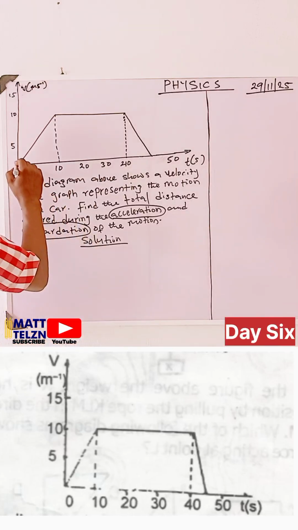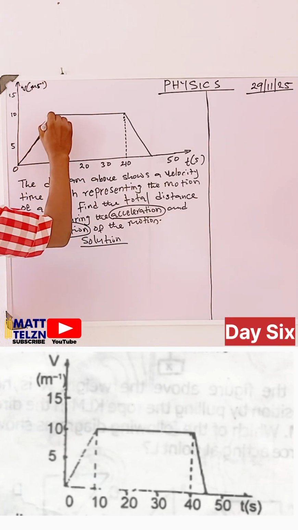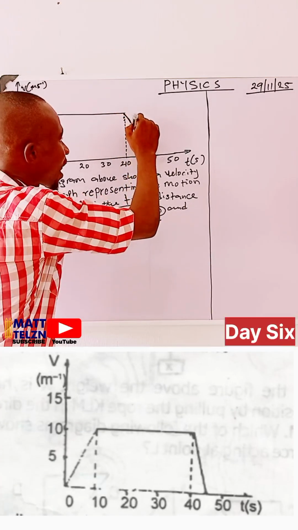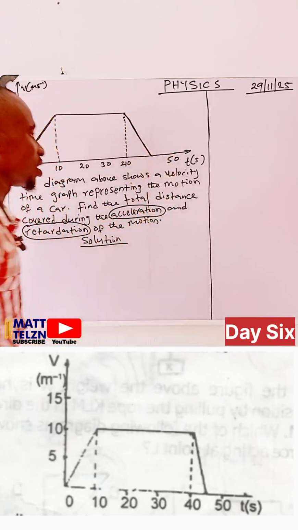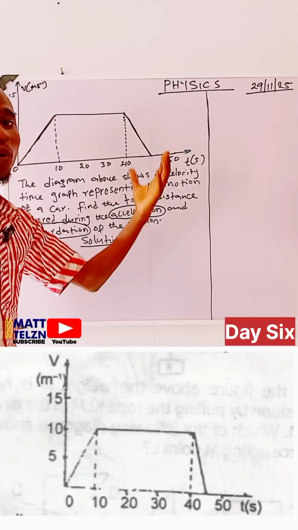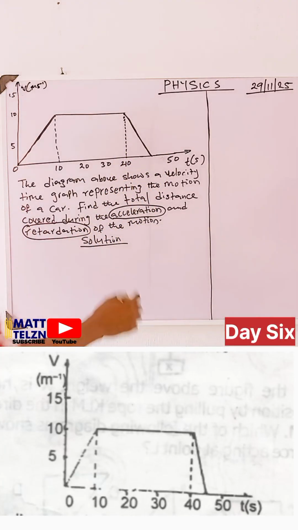Now, from here, this is when the car was accelerating to this point, right? From here, this is when the car was decelerating. So that means I'm going to calculate the distance from when the car was accelerating plus the distance from when the car was decelerating, right? So let's go there. Very simple.